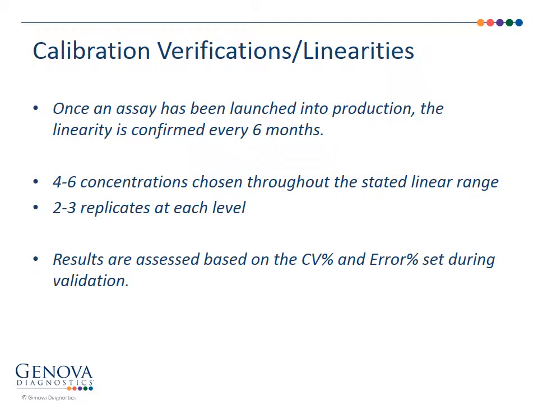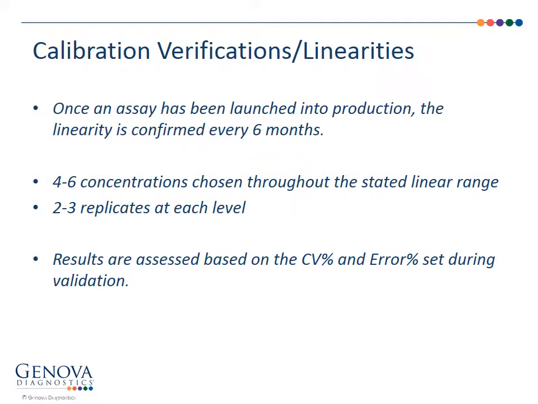So once we've launched an assay into production, that linearity is confirmed every 6 months. And by confirming that linearity, it is confirming the integrity of that curve. And it confirms that, when we were talking at the very beginning about the ability to interpolate points, the patient results in between each of the calibration points. Doing this every 6-month calibration verification or linearity is just ensuring that relationship is still there and that we're still providing accurate results. So we choose 4 to 6 concentrations throughout the stated linear range. We do, again, 2 or 3 replicates at each level, and we look at, again, CVs and error.